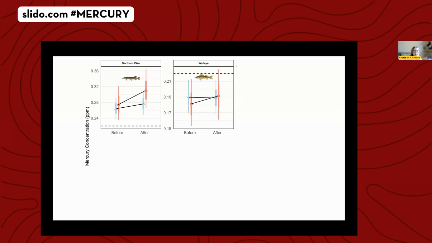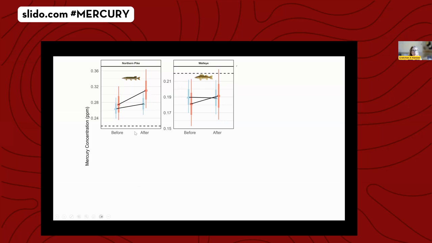So what does that look like? Here are the figures for northern pike and walleye, the species where we had the most data. There's a lot going on here. I will try to walk you through it. What we show here is mercury concentrations before and after. For lakes that have zebra mussels, that pinky salmony color is before zebra mussels got in and after zebra mussels got in. In the case of northern pike, you can see it went from just below 0.28 up to about, I don't know, 0.31.